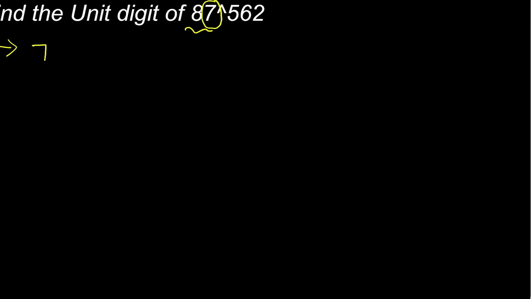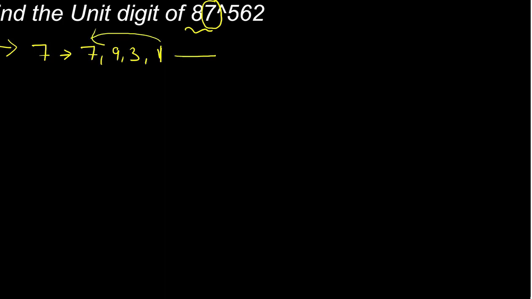So let's write down the cyclicity of 7. 7. 7 square is 49, so 9. 7 9s are 63, so 3. 7 3s are 21, so 1, and again 7 1s are 7. So it is again going to be your 7.